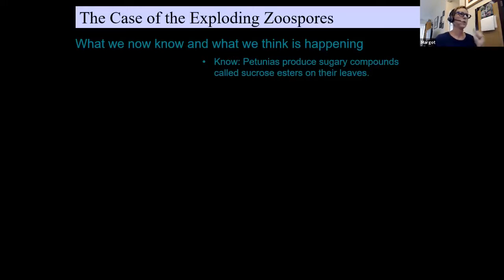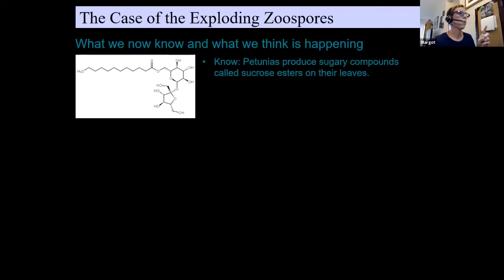I'm going to throw a little chemistry at you, but don't panic. I'll walk you through it. So this is a sucrose ester molecule. So here we have sucrose. This is what sucrose looks like at the chemical, molecular level.